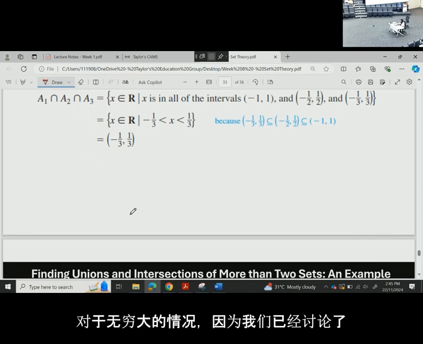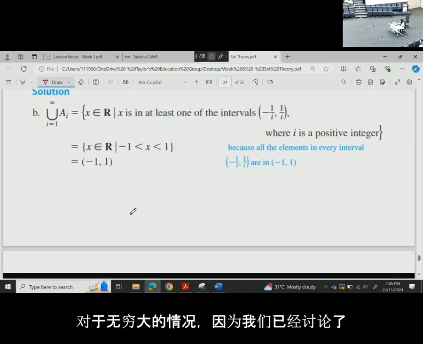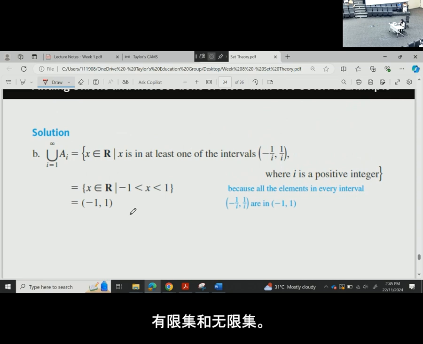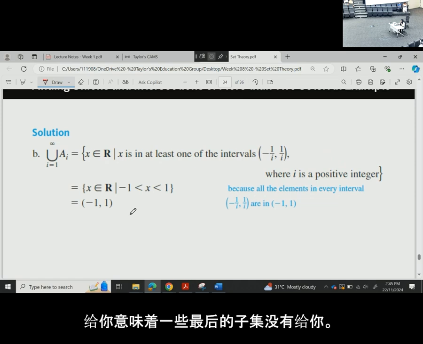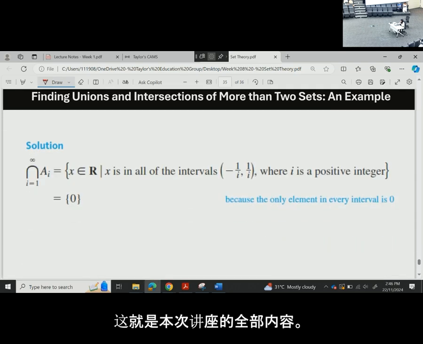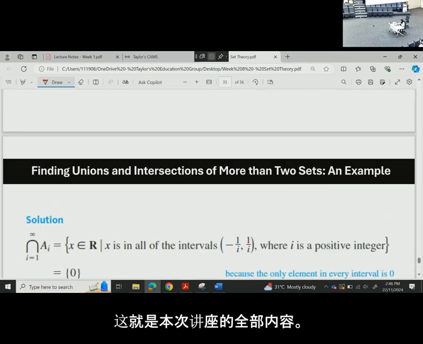In case of infinity, because we have covered both finite and infinite sets, you can use the same example when the upper limit is not given to you, meaning the final subset is not given. The only difference is that you will have to consider infinity. Your starting point will remain the same. Yeah, that's all for this lecture.